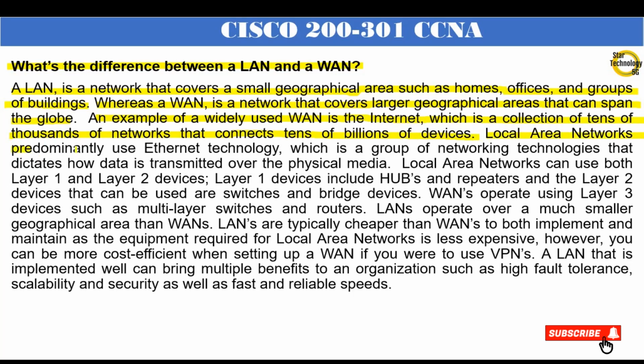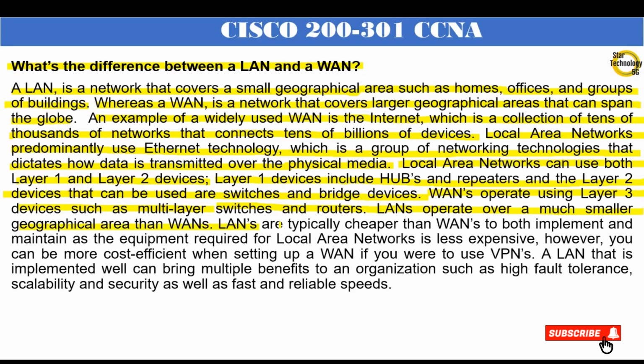Local area networks predominantly use Ethernet technology, which is a group of networking technologies that dictates how data is transmitted over the physical media. Local area networks can use both Layer 1 and Layer 2 devices. Layer 1 devices include hubs and repeaters, and the Layer 2 devices that can be used are switches and bridge devices. WANs operate using Layer 3 devices such as multi-layer switches and routers. LANs operate over a much smaller geographical area than WANs.